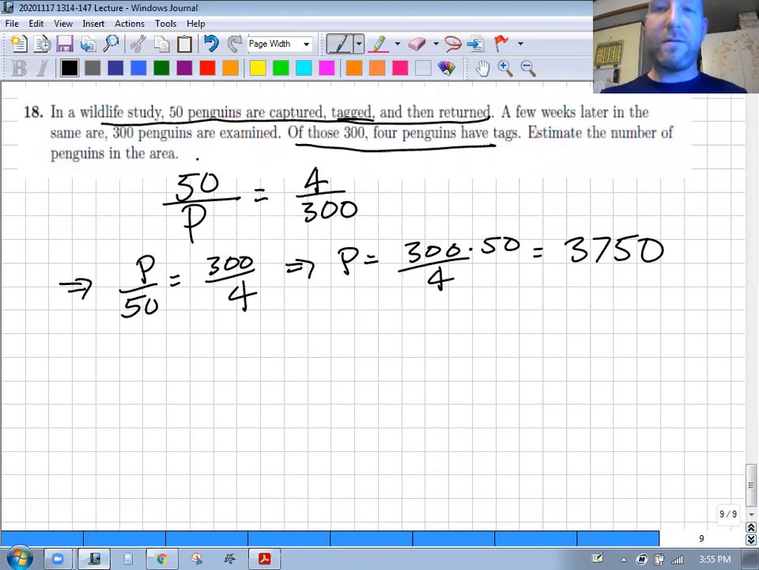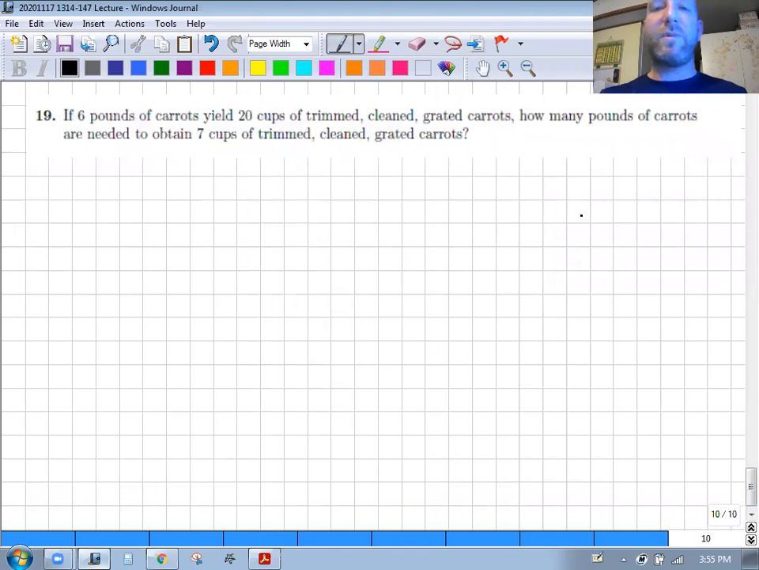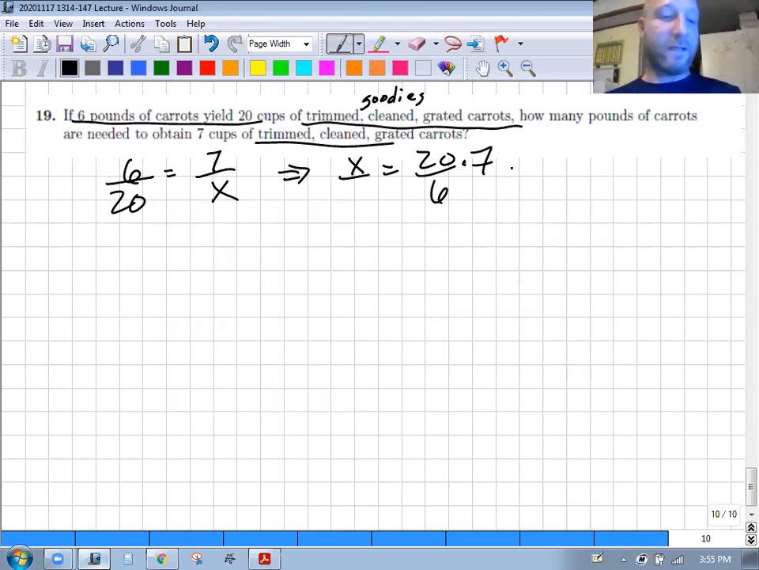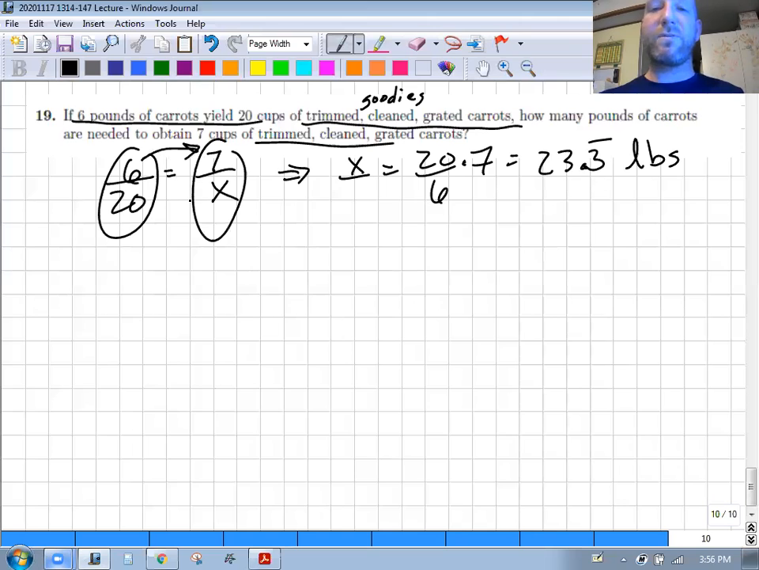All right, here's another proportion. 6 pounds of carrots yields 20 cups of goodies. How many pounds of carrots are needed to make 7 cups of goodies? Well, if 6 pounds makes 20 cups of goodies, then 7 cups makes how many pounds? So again, just flip both sides, multiply both sides by 7. We have 20 times 7 divided by 6, 23.3 pounds. That makes sense. Going from 6 to 7, 20 should go up a little bit too, right? So 23.3 makes sense.